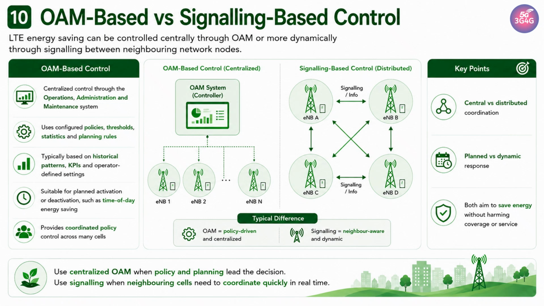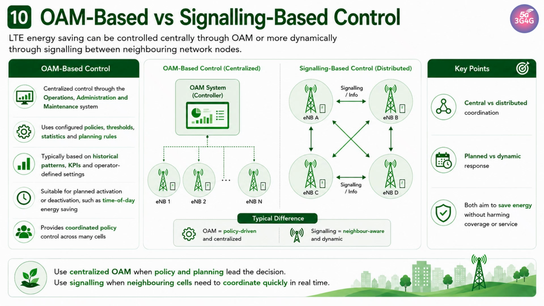Now we come to an important operational question. Who decides when to switch things off or on? There are two broad approaches: OAM-based control and signaling-based control. OAM stands for Operations Administration and Maintenance. In an OAM-based approach, decisions are made centrally or semi-centrally using configured policies, thresholds, statistics, and planning rules.